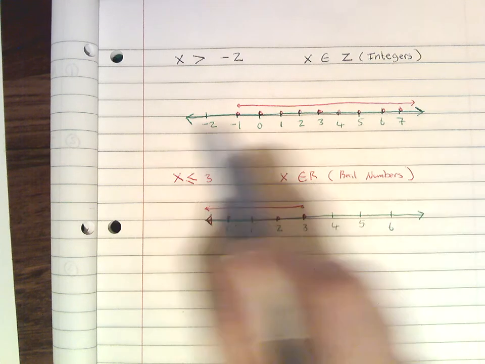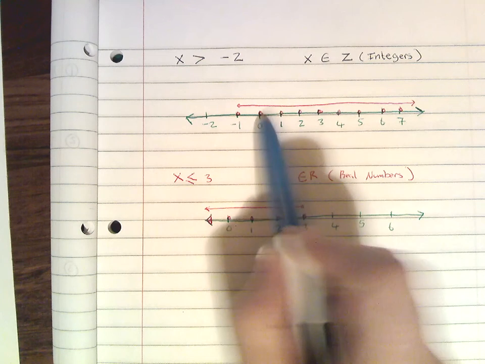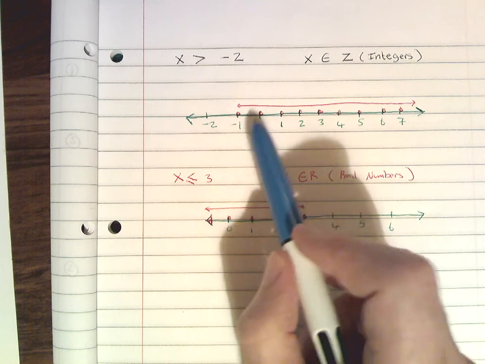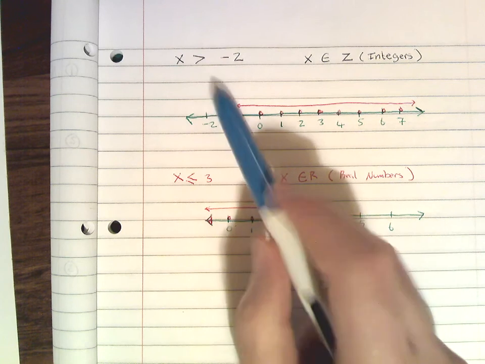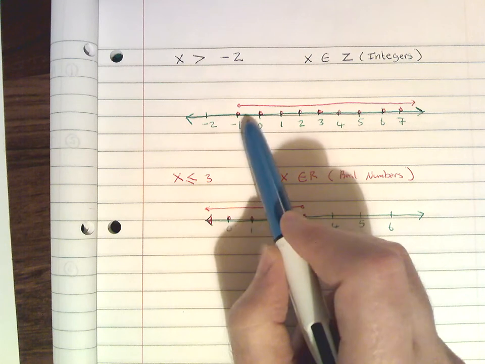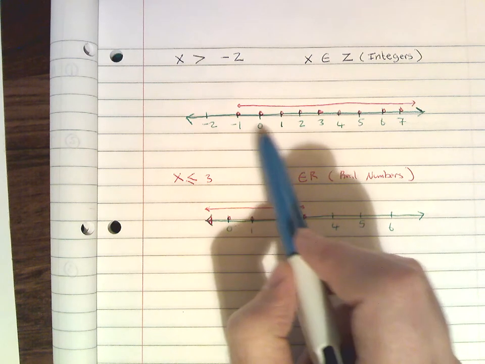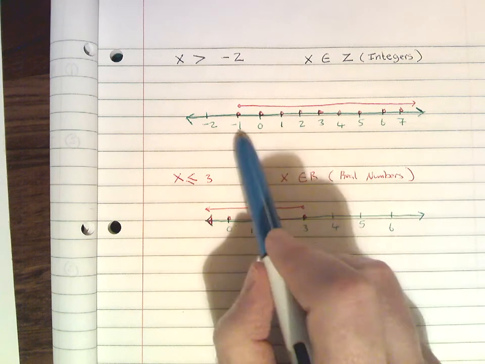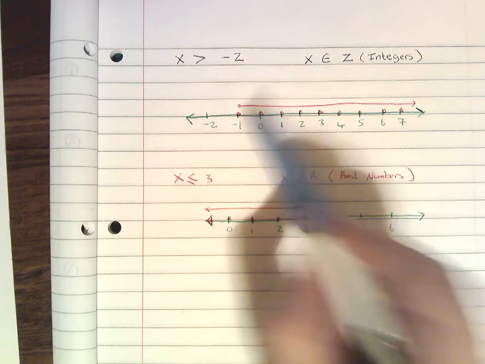If I was to represent this on the number line, it would look something like this. You have your number line, and these red dots represent some of the values that x could be. In this case x is greater than minus 2, so x can be minus 1, 0, 1, 2, 3, 4, 5, 6, 7. These are the values for x. It can be any of these values.